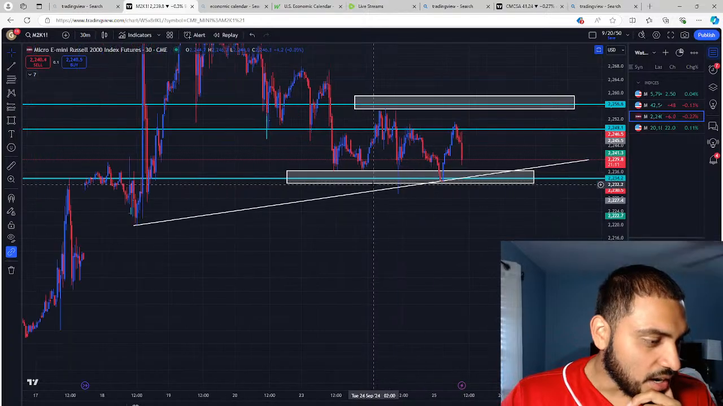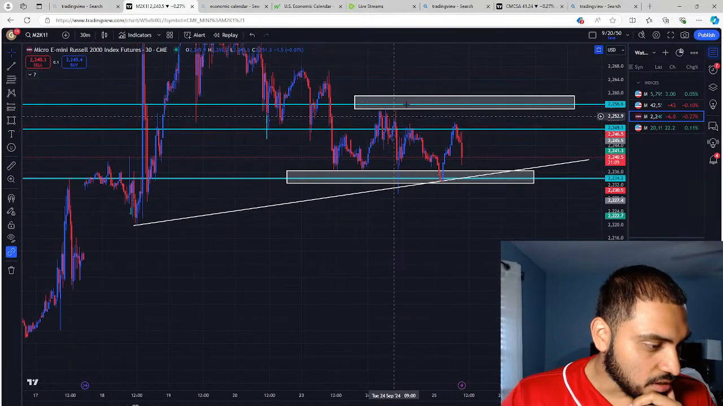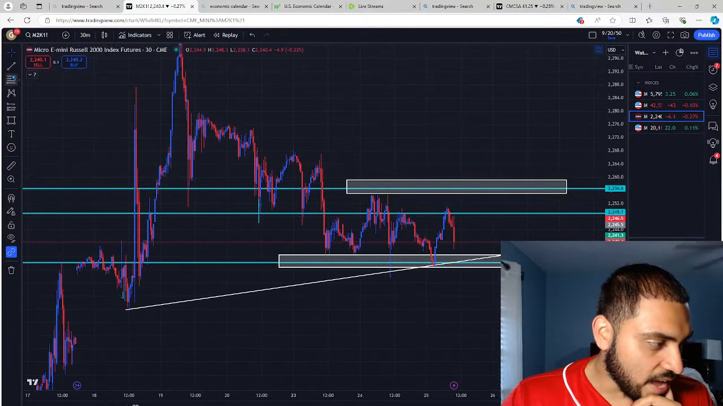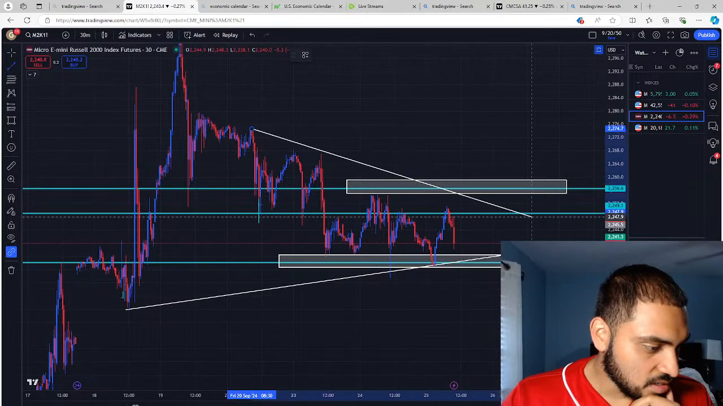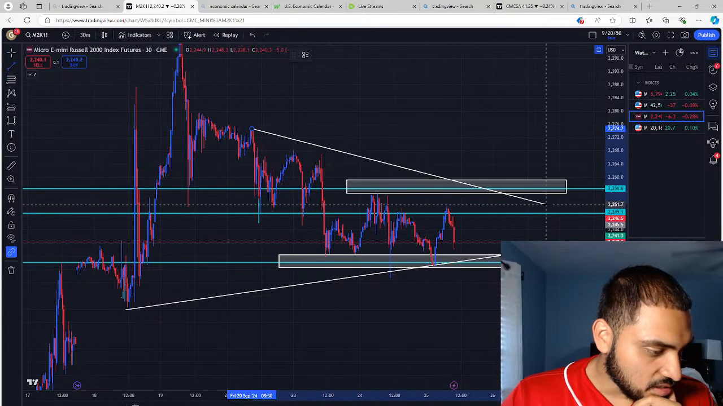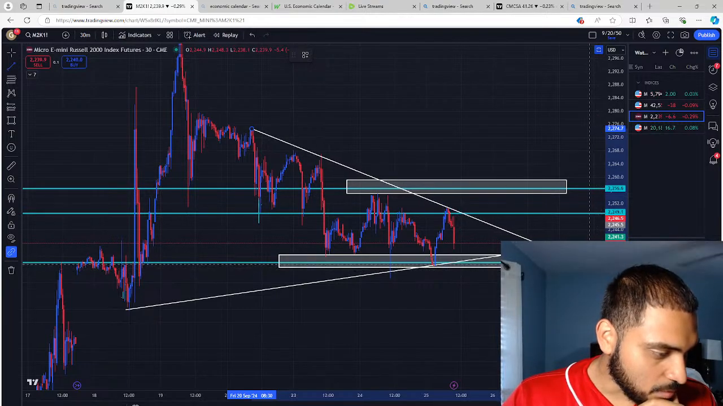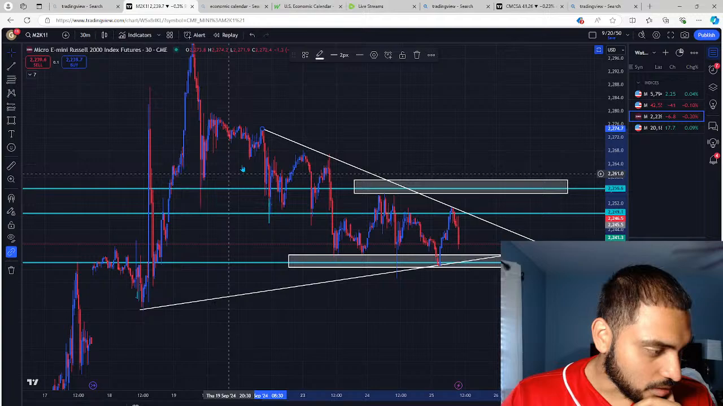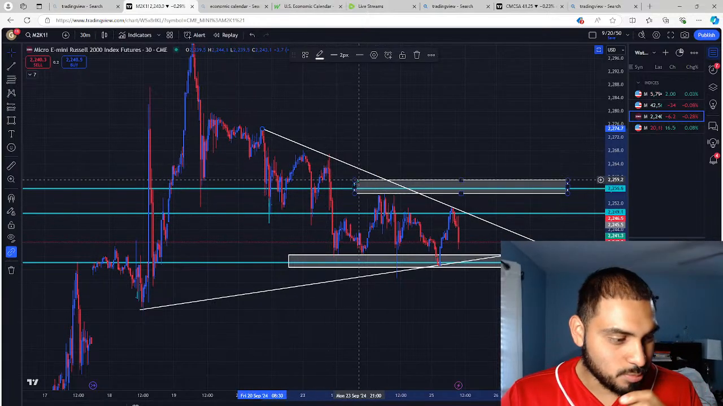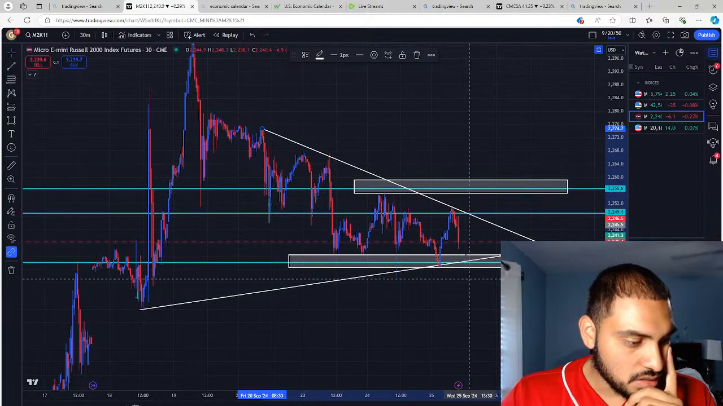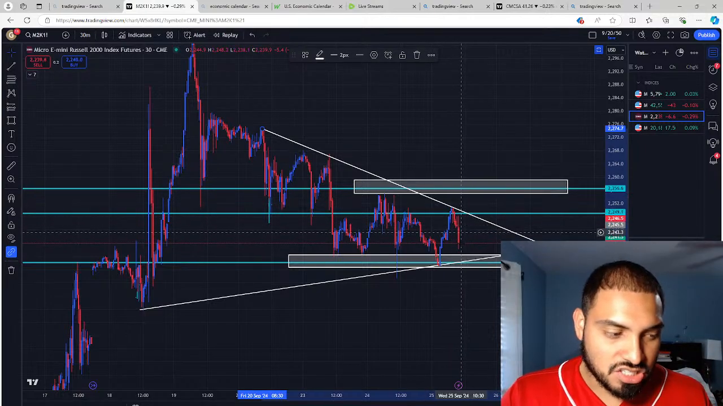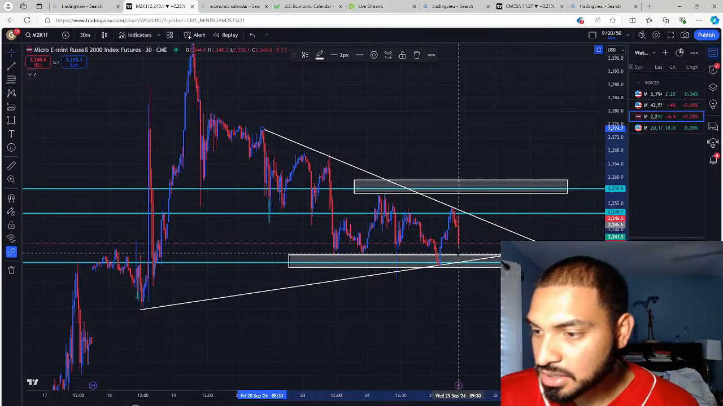Let me see, can we see anything here? Yeah, probably like this. So we're wedging right now. Price action is moving tighter in this range. So okay, it matches up. We are in this range.